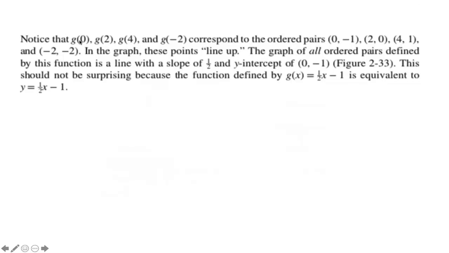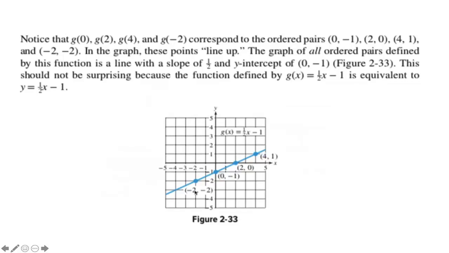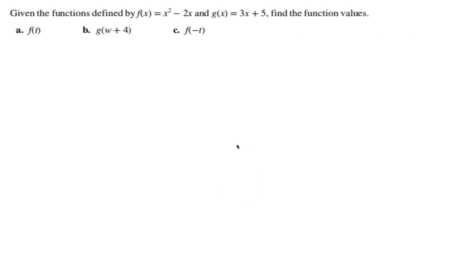So notice that these inputs give you the corresponding ordered pairs. And if I were to plot it, we notice that you get a straight line. That makes sense because this function is a linear function that we saw earlier. It has slope 1/2 and y-intercept -1. So this is a linear function, a special example of a function.